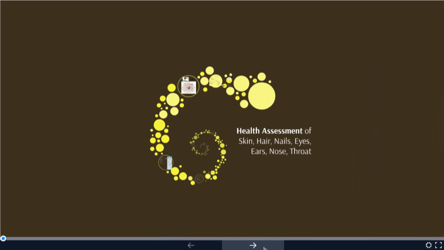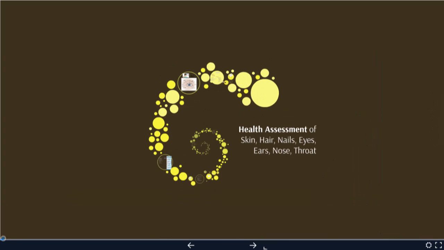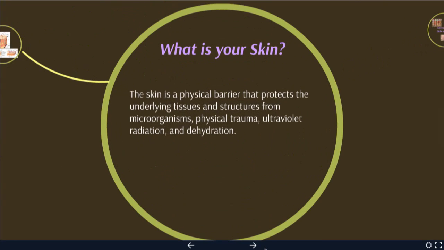Okay, like I said, we're going to start off with the skin, hair, and nails. What is your skin? Your skin is what covers and protects the internal structures of your body. It consists of two distinct layers, the epidermis and the dermis. The subcutaneous tissue lies beneath these layers.